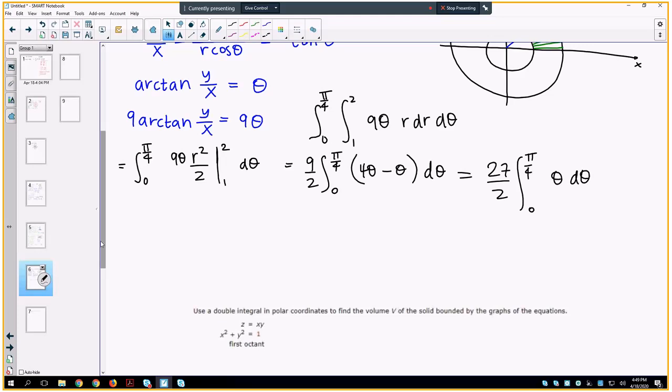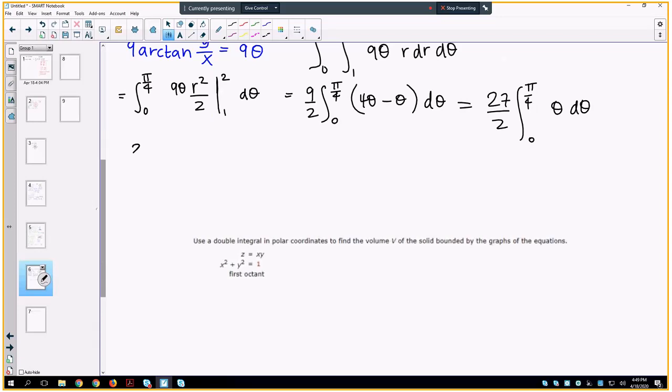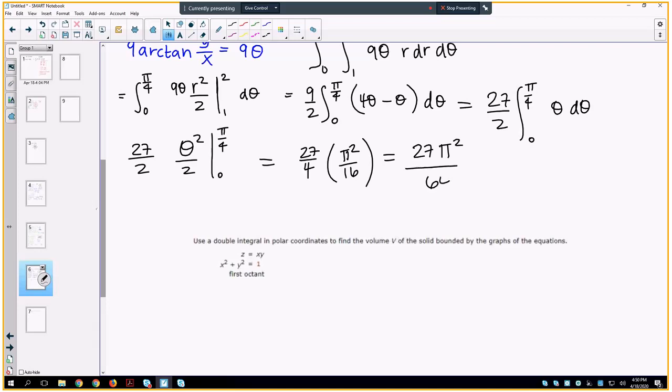And the antiderivative of theta is, of course, theta squared over 2. So this is 27 over 2, theta squared over 2, evaluated between 0 and pi over 4. Clearly, when I plug in 0, I'm going to get 0. So this is just 27 over 2. Let's go ahead and pull out the other 2. 27 over 4 times pi squared over 16, since I've squared pi over 4. So I get 27 pi squared over 64.